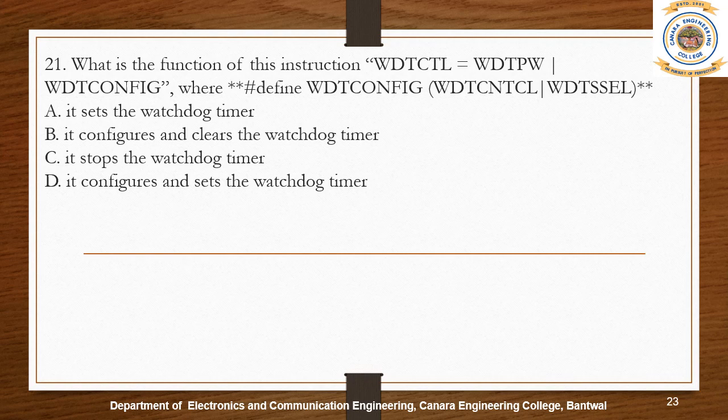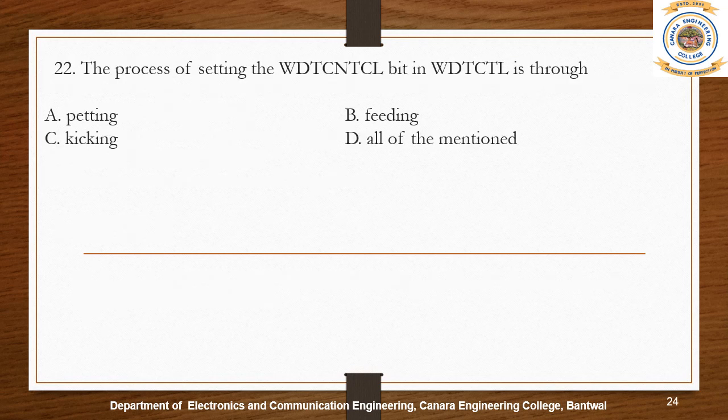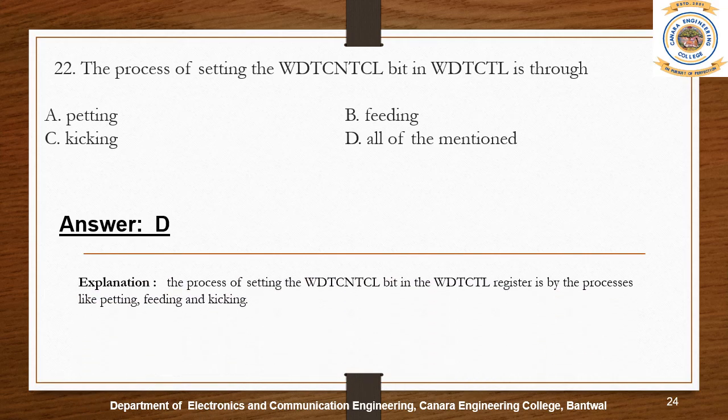The WDTPW register is nothing but the password register. Each and every watchdog timer will have its own password that has to be used in order to configure it. When this password matches, the watchdog timer will be configured. Else, the watchdog timer will reset the entire microcontroller. The process of setting the password and configuring the watchdog control register is generally called petting, feeding, and kicking.